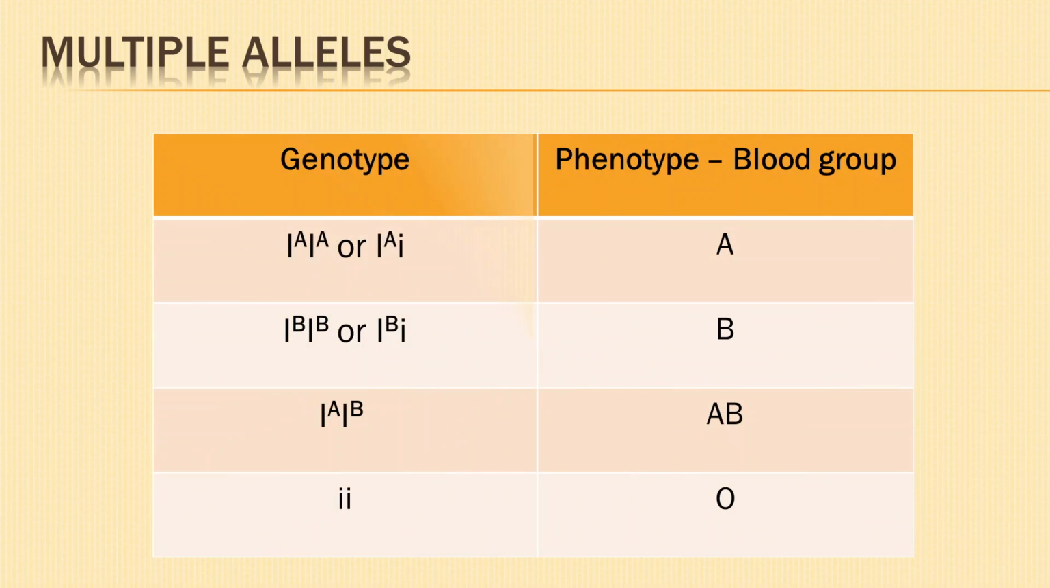There are 6 different genotypes and only 4 different phenotypes. The genotypes are IAIA, IAi, IBIB, IBi, IAIB, and finally ii. The 4 phenotypes are A, B, AB, and O.